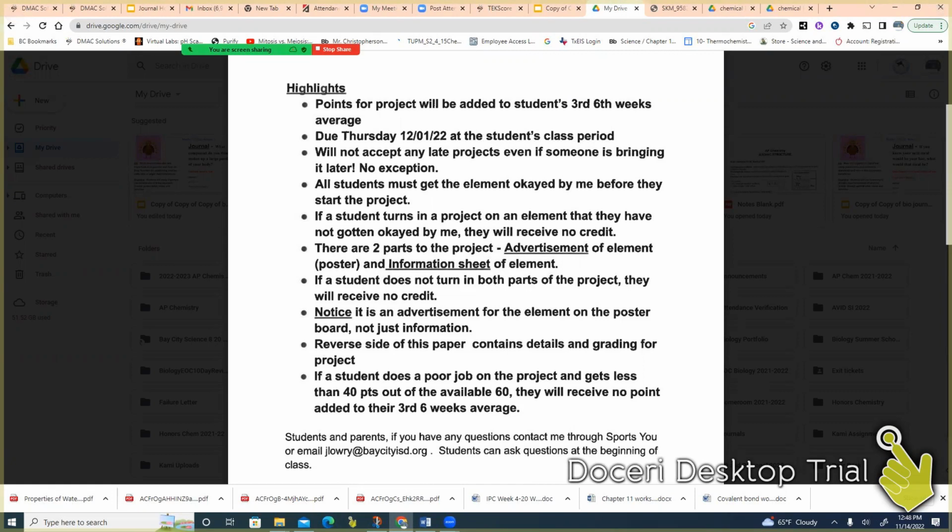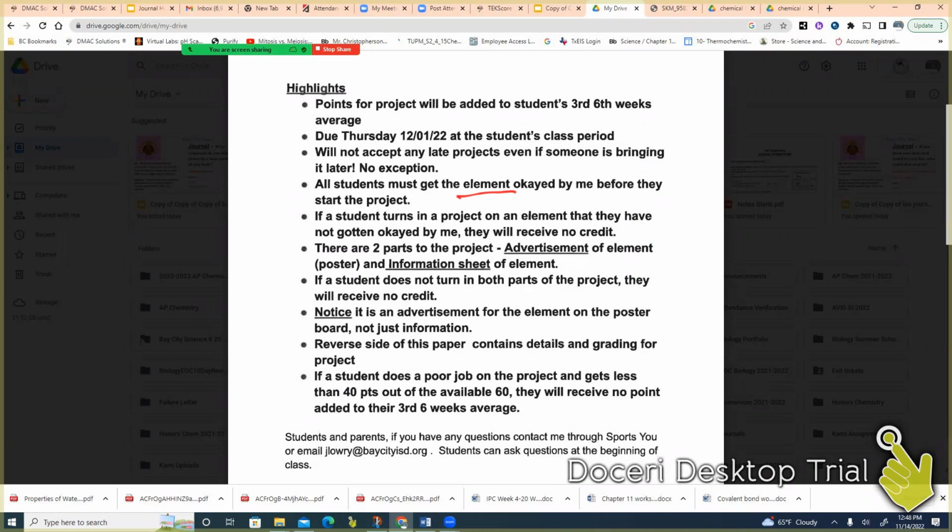So that would be 6. I will not take anything late. I won't take it after school because my mommy or daddy are bringing it. It's due that day during this period. You have to get the element that you are using because it's adopt an element. You have to get it okay before you start it.